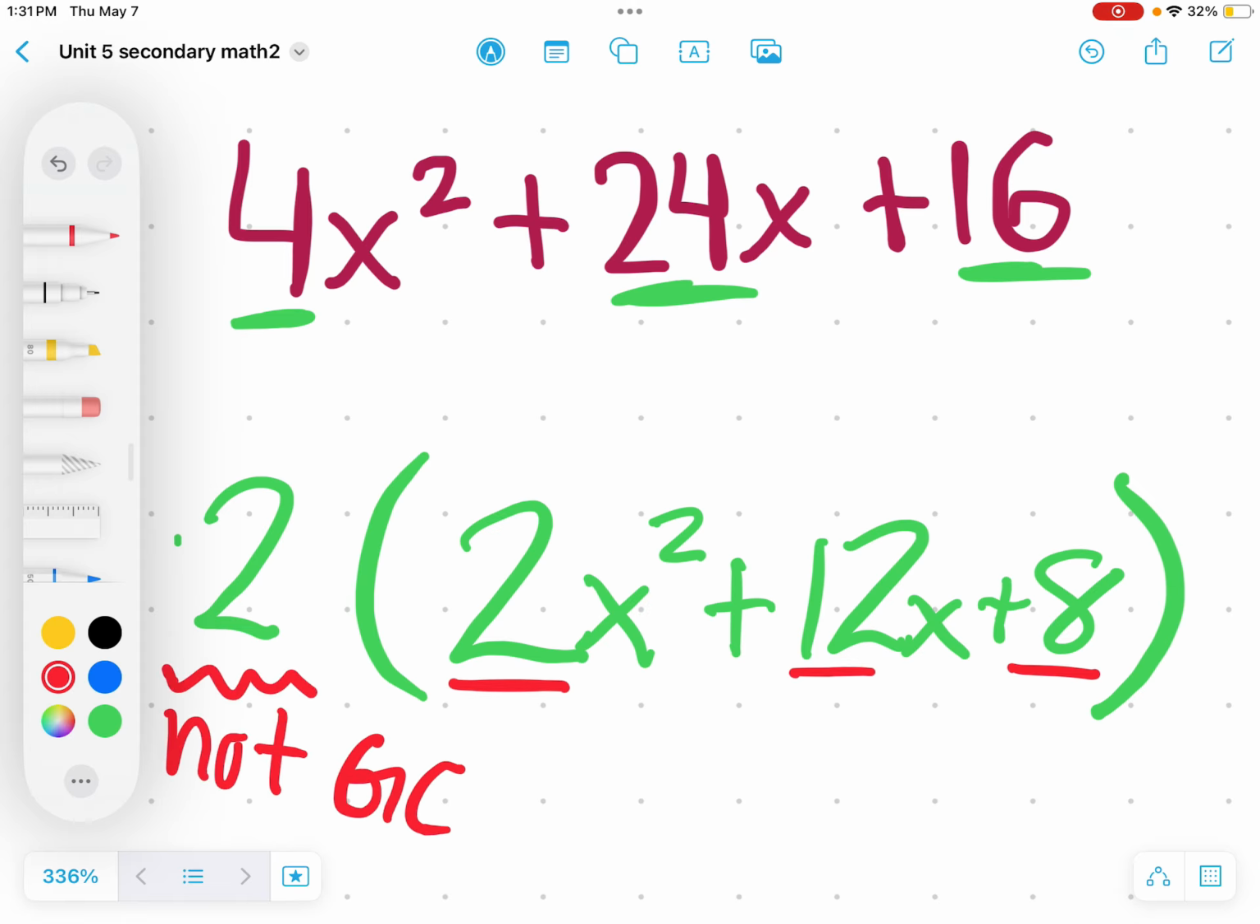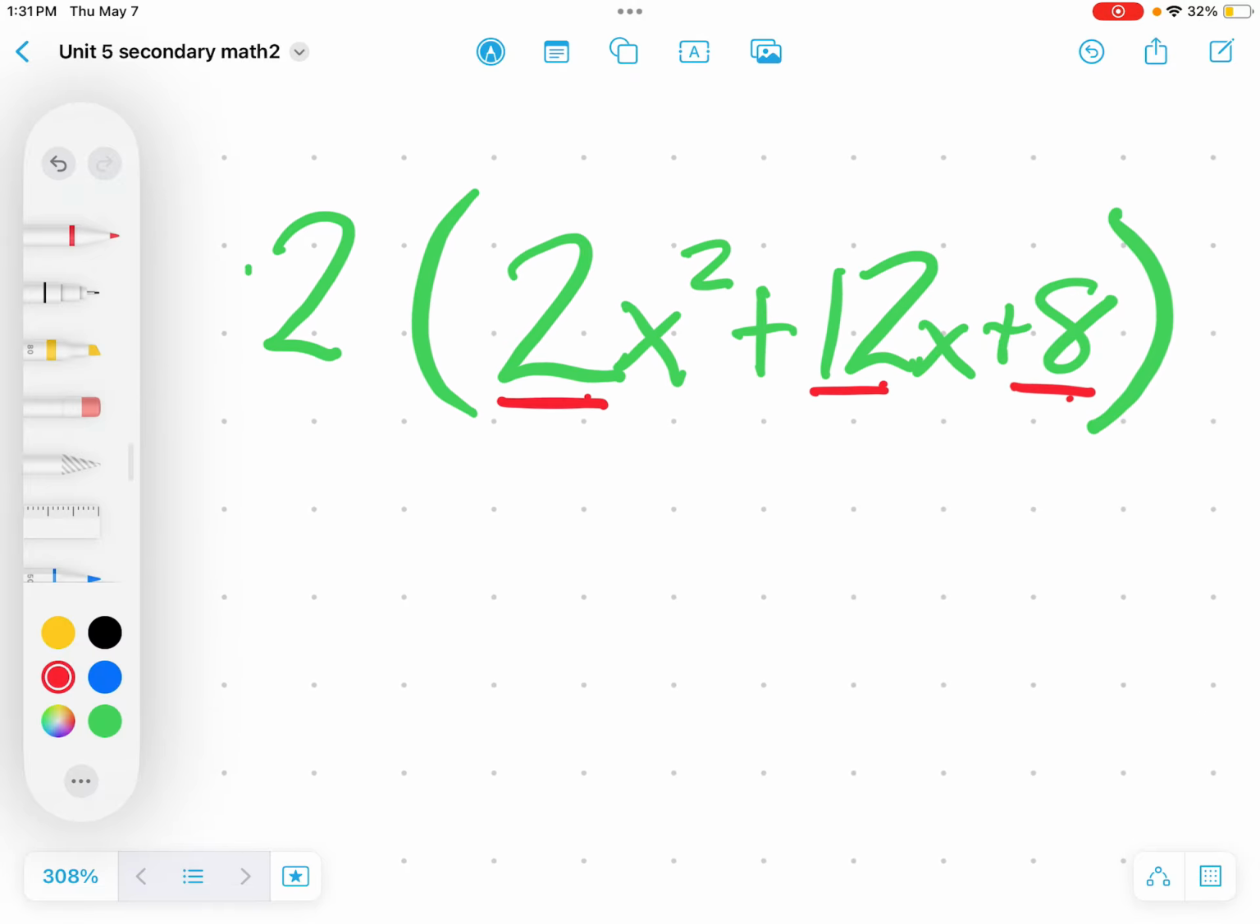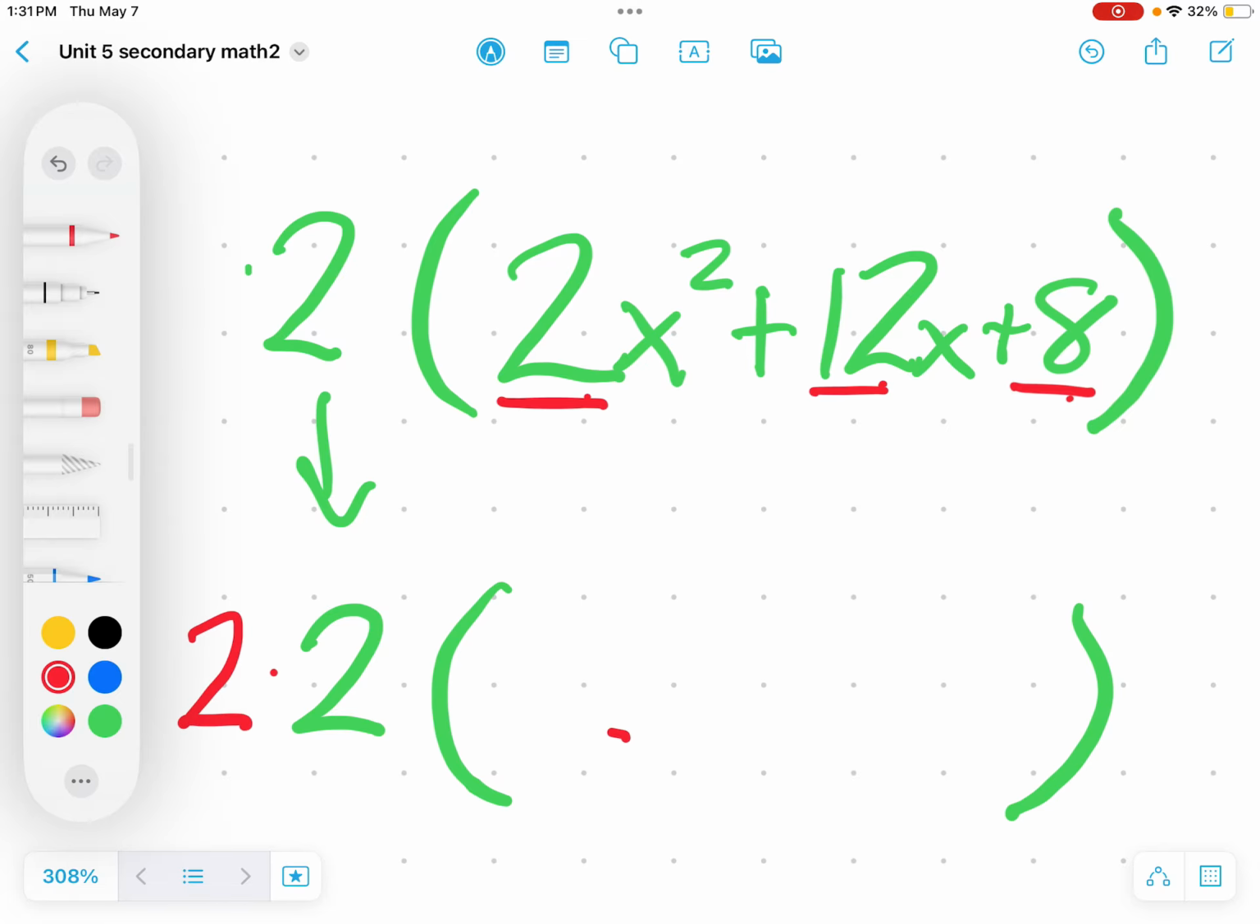Well, what's another factor of 2, 12, and 8? What's another number that goes into 2, 12, and 8? 4? 4 can't go into 2. Oh, 2. So I can pull out another 2. I still have this 2 here, but I can pull out another 2. 2 divided by 2 is 1. 12 divided by 2 is 6. 8 divided by 2 is 4.